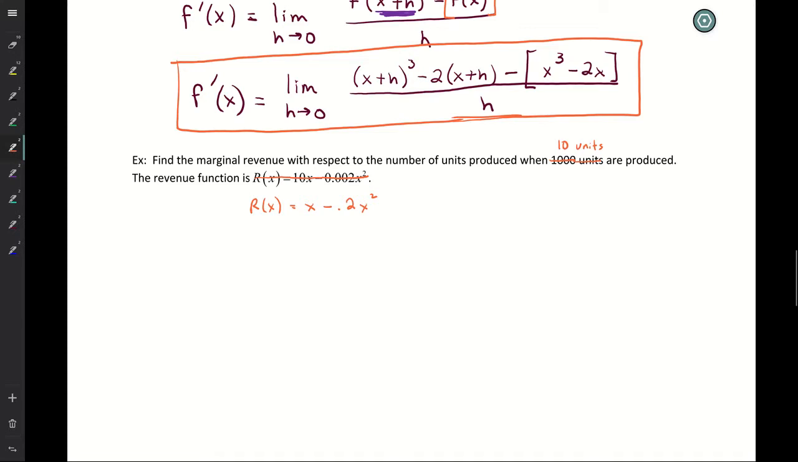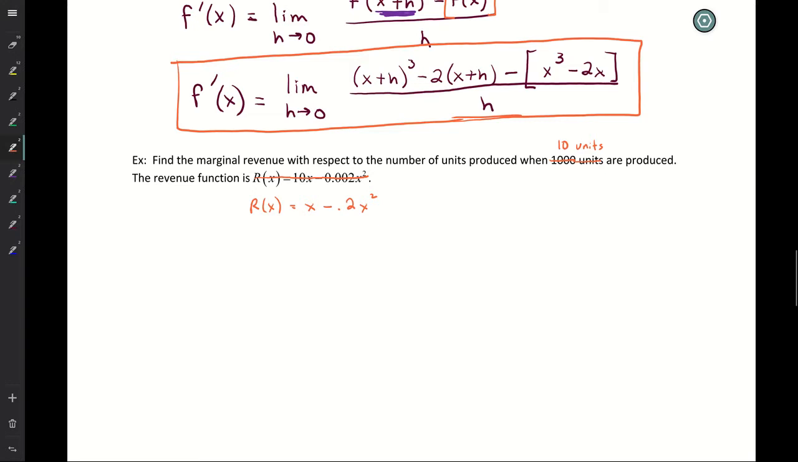We want to find the marginal revenue with respect to the number of units produced when, and then if y'all will, make sure that your problem says 10 units are produced. The revenue function is, and make sure your notes say R of x equals x minus 0.2 x squared. So once again, your notes may have already been corrected, but if they're not, go ahead and correct them. And we're just doing this for the purpose of making the problem simpler so that we can not get hung up in big ugly numbers.